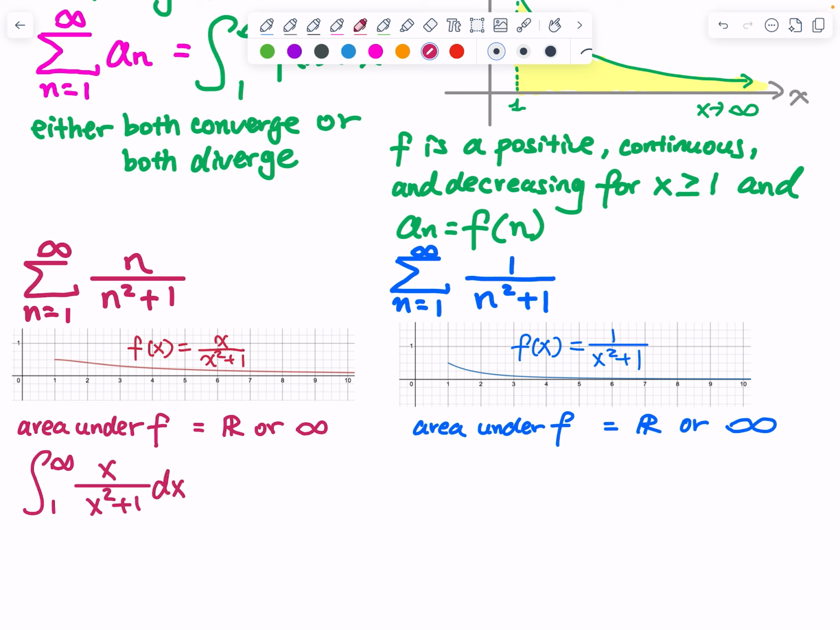This is an improper integral, so you must write the limit. This is part of the presentation. Writing the limit is required, from 1 to b, of x over x squared plus 1 dx, and this is an improper integral.